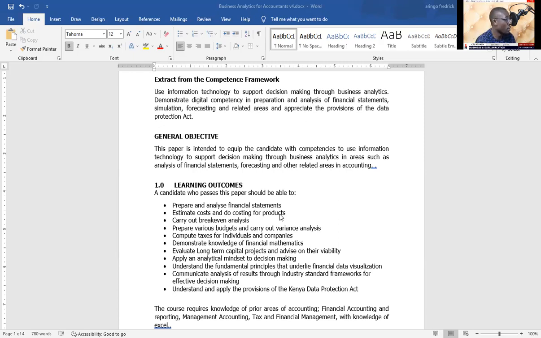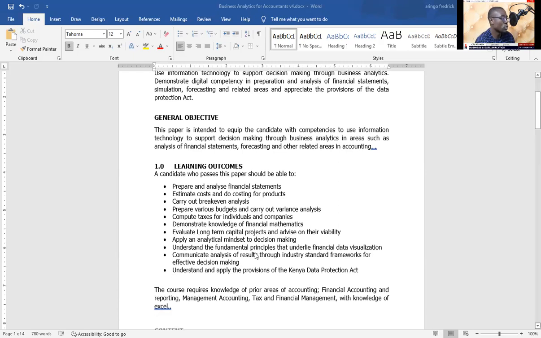So we also have the aspect of computing tax for individuals and companies. At this point, I know we are pro when it comes to theory, but what about the practical part of it? Are you able to compute these things practically? So basically, these are what you'll also be dissecting when it comes to this unit of business data and analytics.